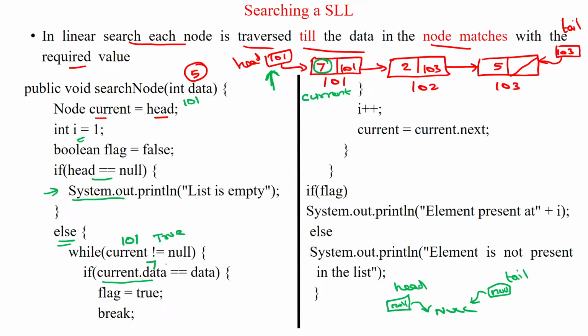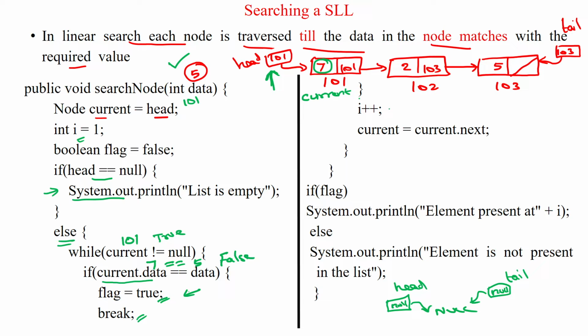So this 7 equal to my data, which is 5? If both are equal, then it is true, then flag is true and we are breaking the block. Okay, then it will stop. But here this block will not execute, because the condition is false. So if it is false, it will come out of the loop.